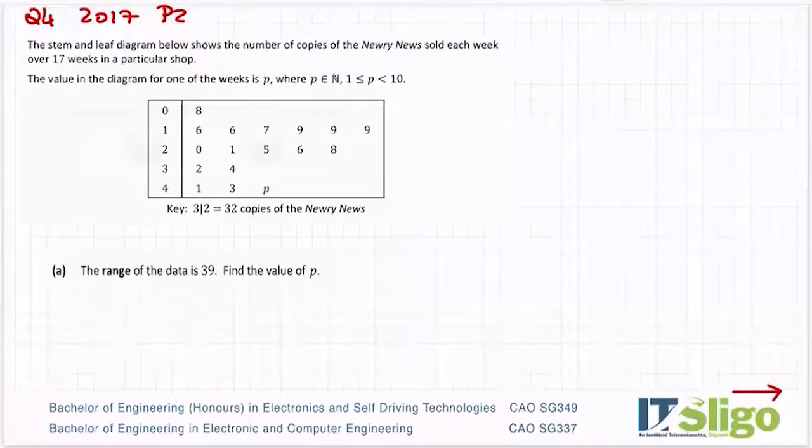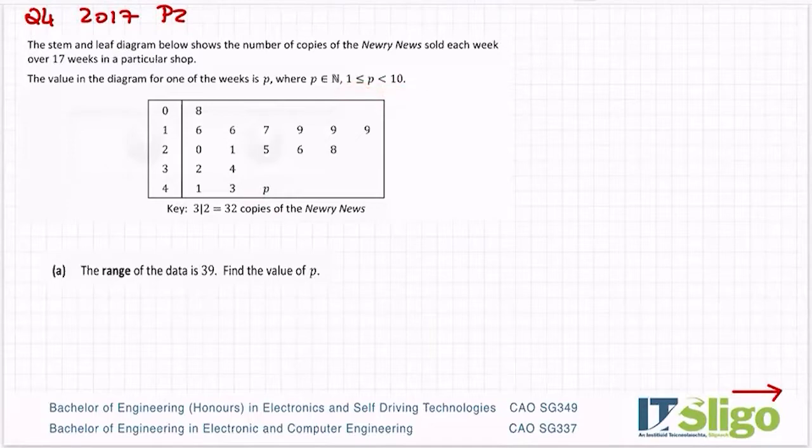The stem and leaf diagram below shows the number of copies of the Mullery News sold each week over 17 weeks in a particular shop. The value in the diagram for one of the weeks is P, where P is an element of N. It's a number between 1 and 10, in other words, or between 1 and 9, really.